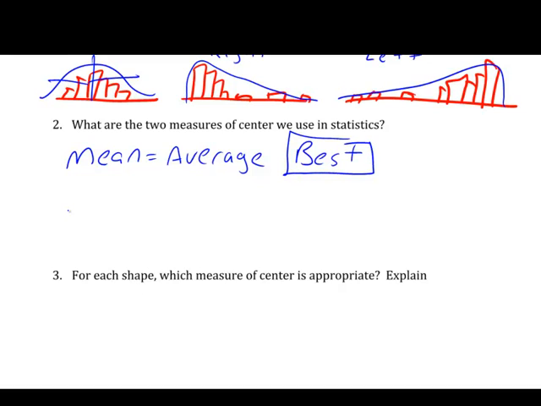The other one's called the median, or the middle. It's where you look at your data set and find the one or two pieces of data in the middle, and you look at that as a measure of center. It's okay.